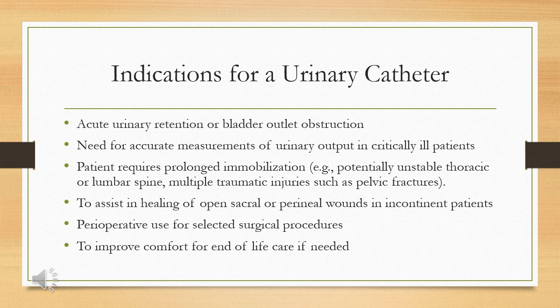So acute urinary retention, that patient has difficulty voiding. We've bladder scanned them multiple times and they're unable to void, so we place the urinary catheter. A need for accurate measurements, so those critically ill patients where they need specific numbers of output as well as input, they need to balance those out. We'll have the urinary catheter inserted.